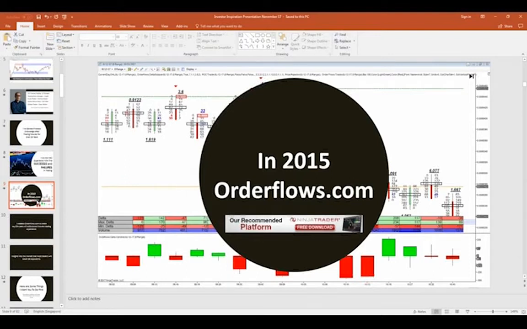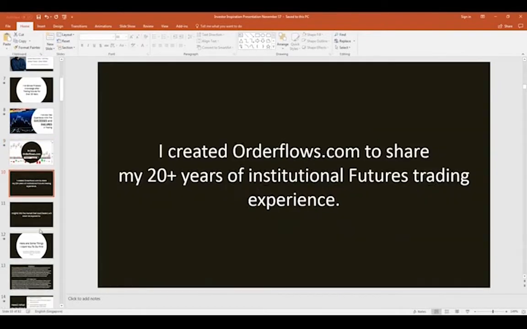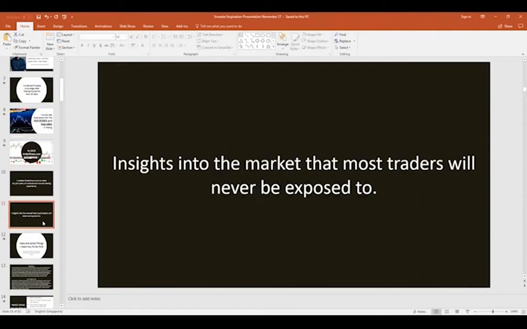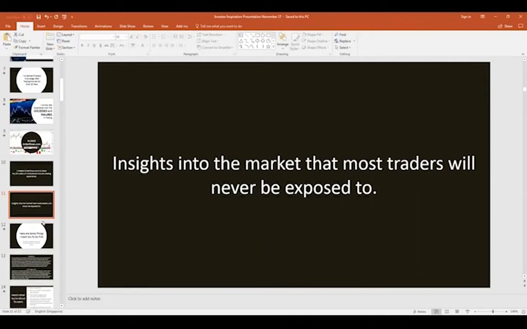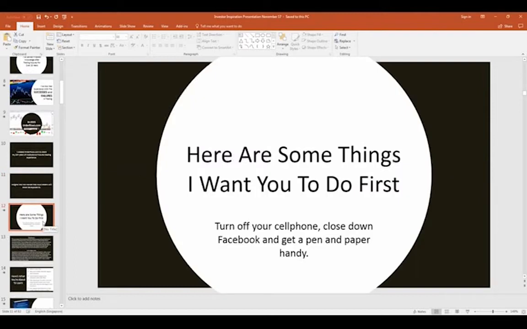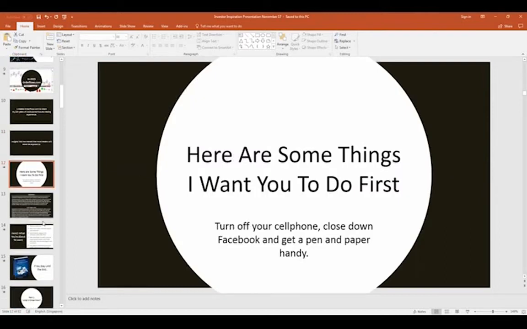So it's just an add-on for NinjaTrader, because NinjaTrader already has the data and the platform there, and so it's just an add-on to sit on top. And the reason I created orderflows.com, I said I was writing a book on my experience of trading, and I wanted to take order flow trading to a different level, right? A level that's going to be easier for a lot of traders. And I want to give people insights into the market that they're never going to be exposed to. Most people are never going to be exposed to trading big size.